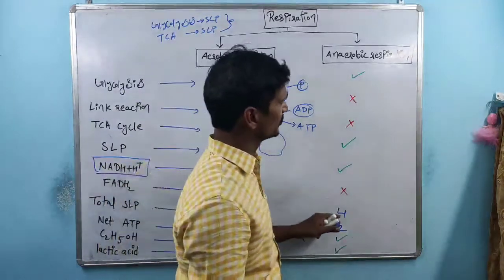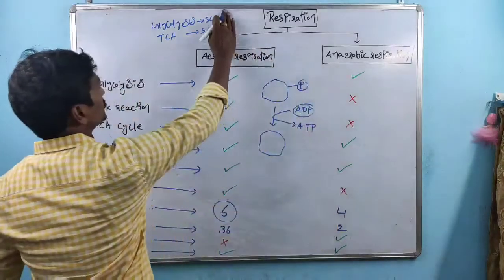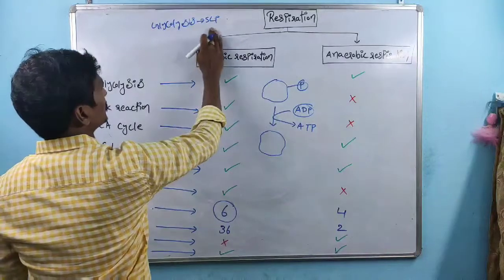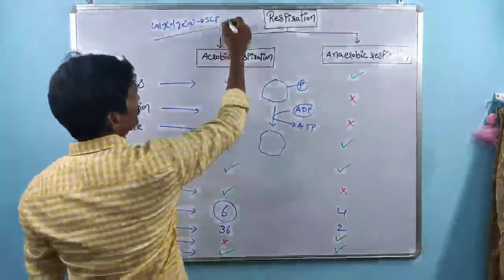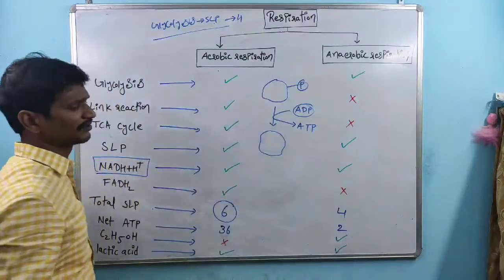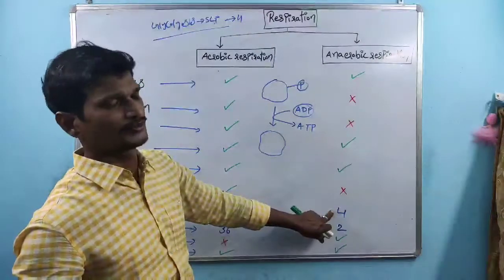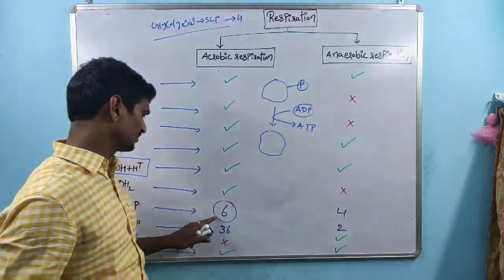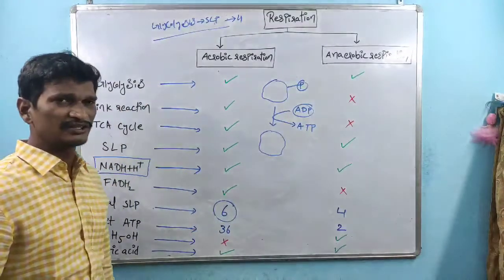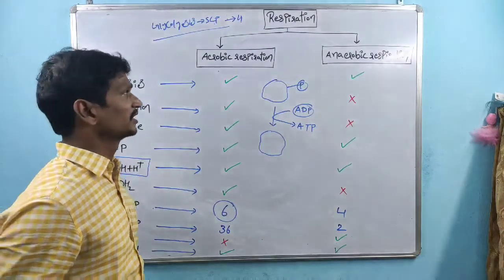Right? Anaerobic respiration: here there is no TCA cycle. Only glycolysis takes place, and substrate level phosphorylations take place. So here the number of substrate level phosphorylations is 4. Here, in aerobic, 6.